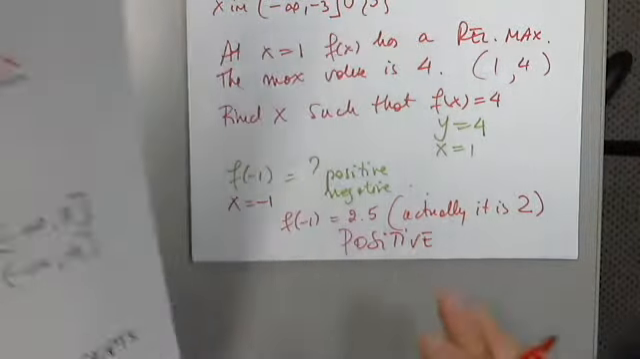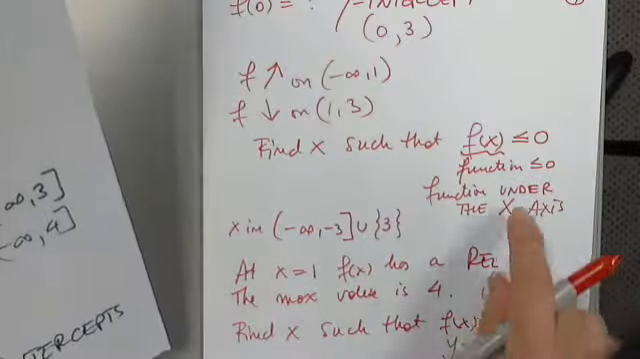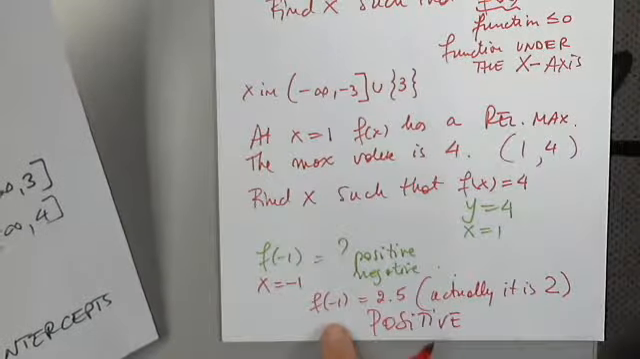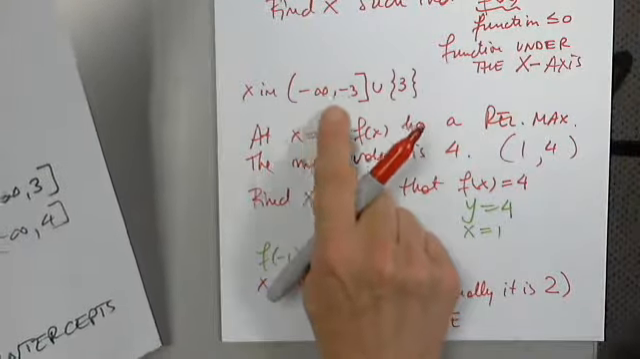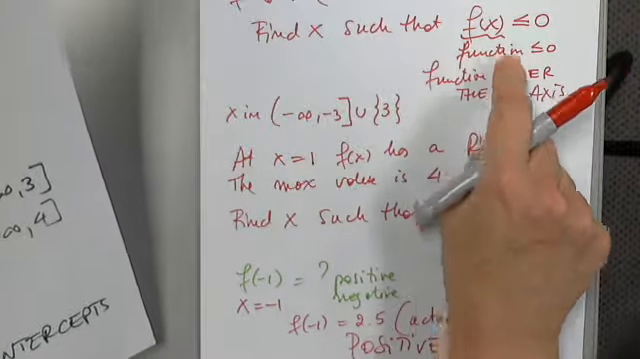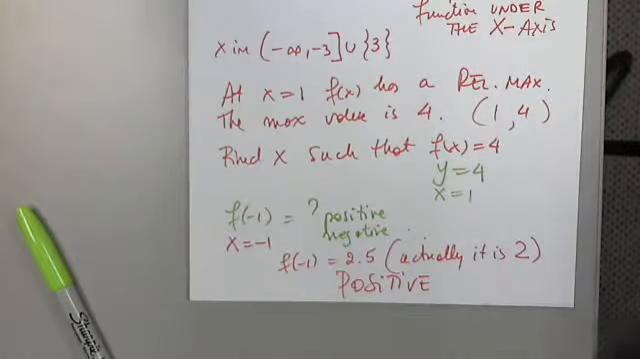Which we knew, because of the question from before, right here, see? Negative 1 is not between negative infinity and negative 3, where the function is negative. So it must be positive. Any questions about this problem?